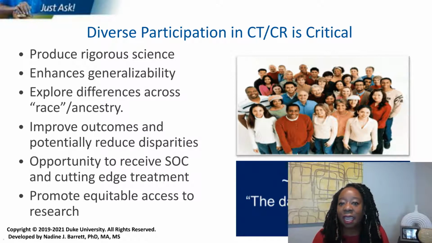And as the NIH has highlighted and continues to highlight, the data that we are all using in our oncology studies and research across the board is just too white. And it is not allowing us to make the generalizations that we should be able to make. We're not able to fully explore differences between race and ancestry, which we know are two very different concepts.